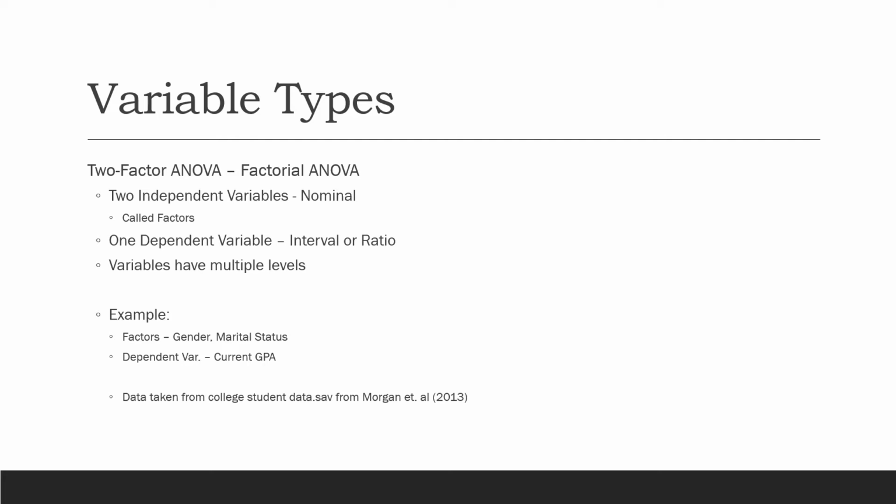So for example, we're going to use the college student data from Morgan et al., 2013. We're going to use gender and marital status for our independent variables, and we're going to use current GPA for a dependent variable. Gender for this situation has male and female, and marital status has single, married, and divorced.